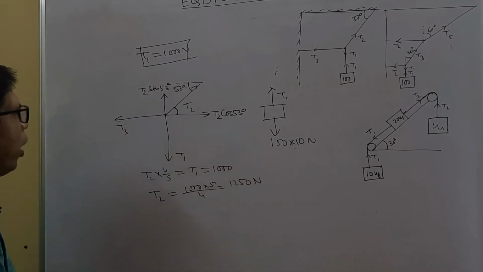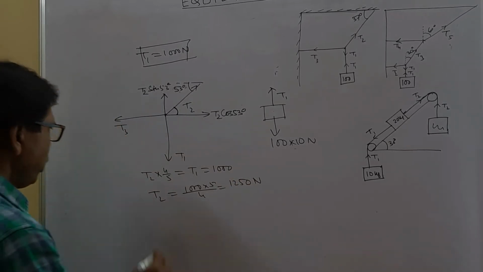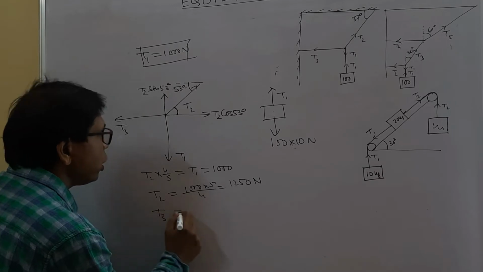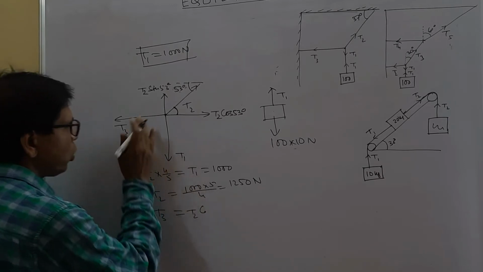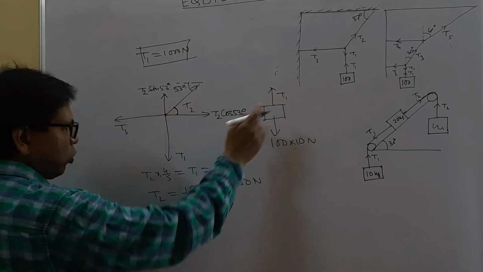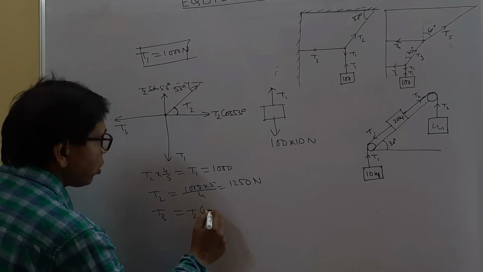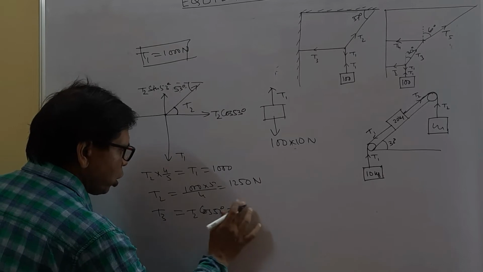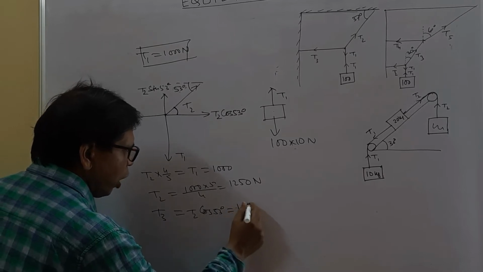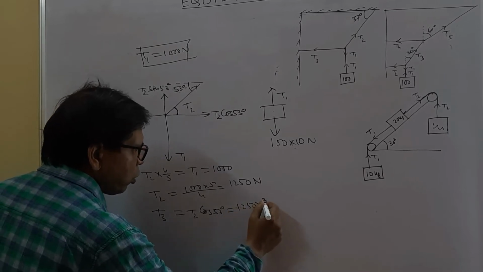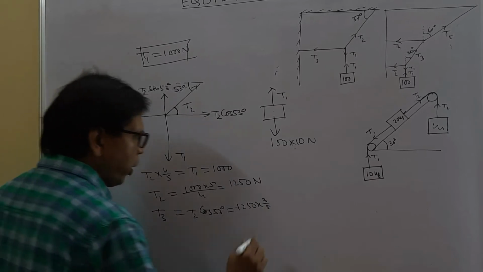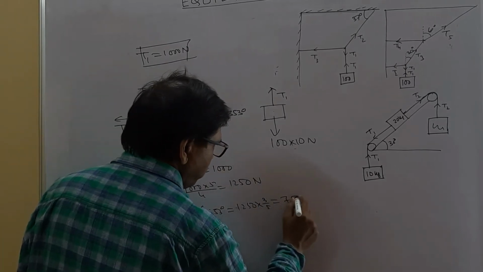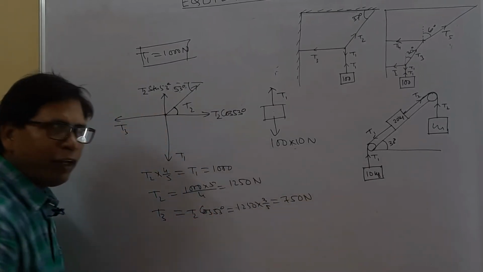Okay. Now we have to calculate T3. T3 equals T2 cos 53 degrees, since forces along this direction equal forces along this direction. T2 equals 1250 and cos 53 is 3 by 5. So this becomes 750 Newton.